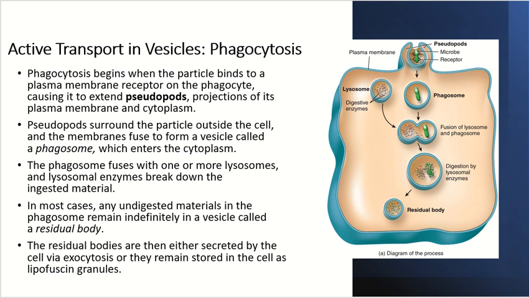And then from there, in most cases, any undigested material that's in the phagosome is going to remain indefinitely in a vesicle. And this is going to be called a residual body. And these residual bodies are then either going to be secreted by the cell via exocytosis, or they're going to remain stored in the cell as a lipofuscin granule. And they just kind of hang out there.